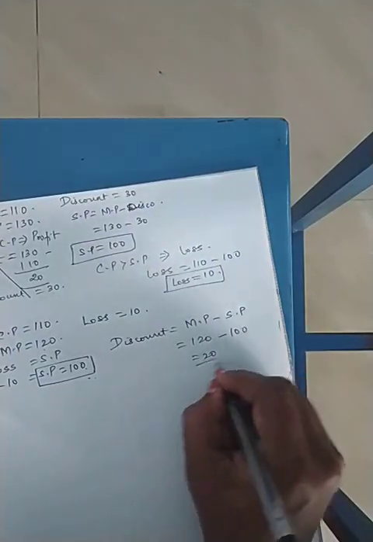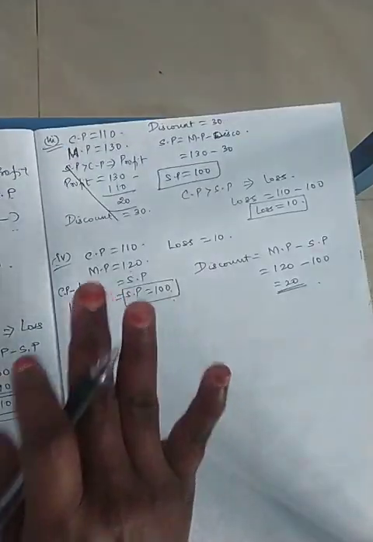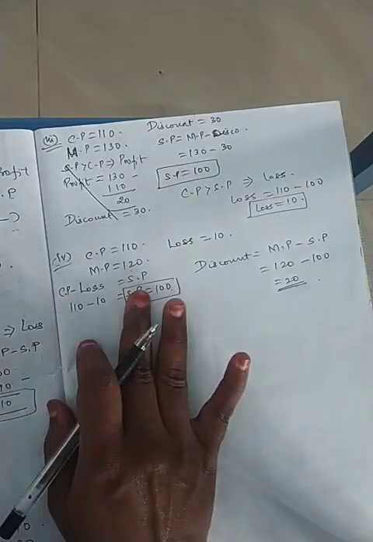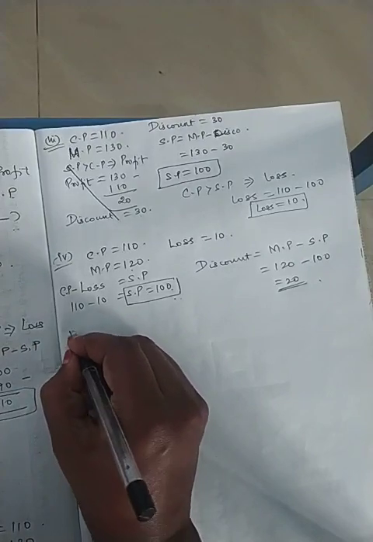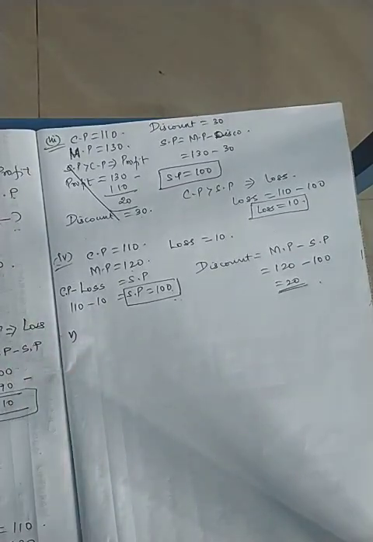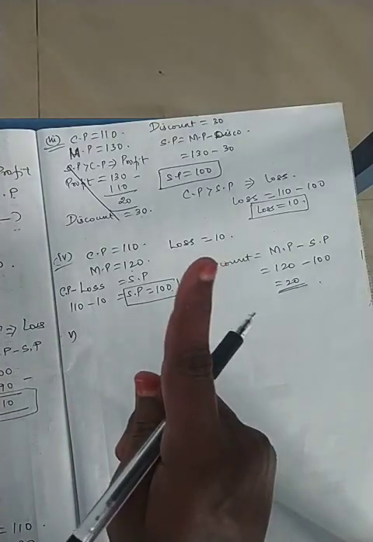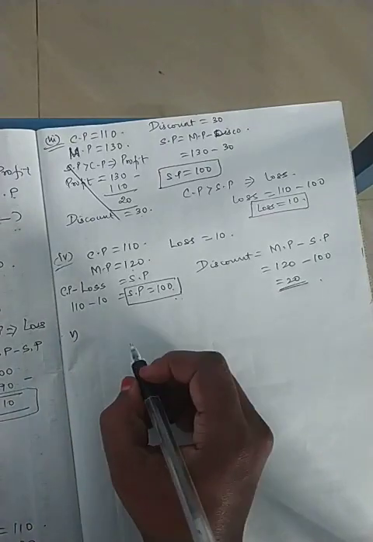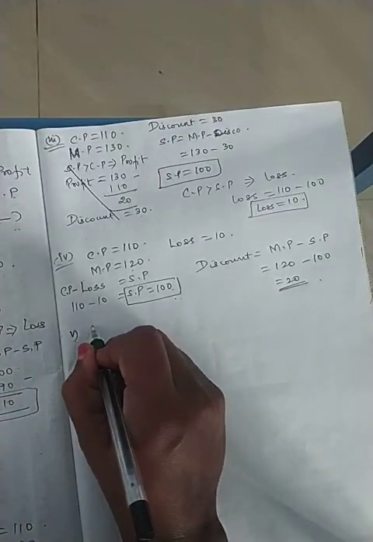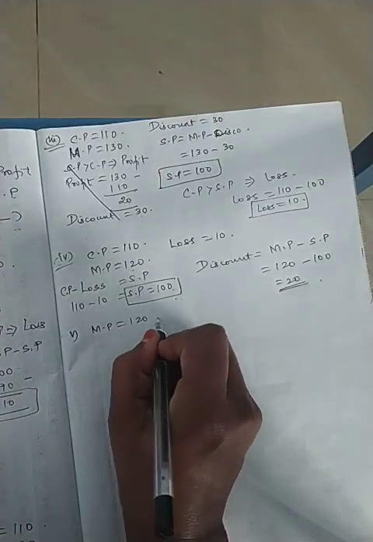Children, you have to be very, very thorough in the formulas. Then only you can go ahead with the sums. The formulas are nothing but two formulas. Profit means obviously the selling price will be more. If it is a loss, means your cost price will be more. That's all. So next sum, they have given market price as 120.